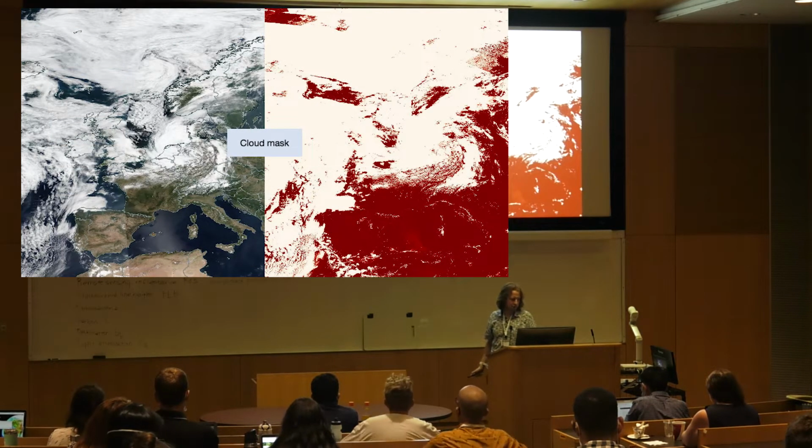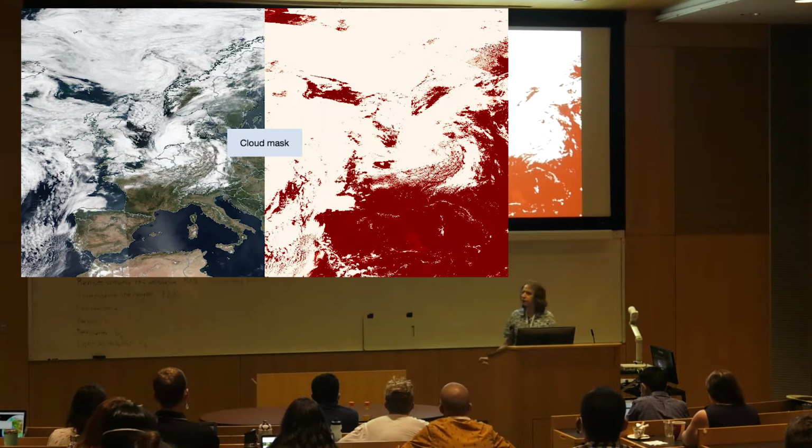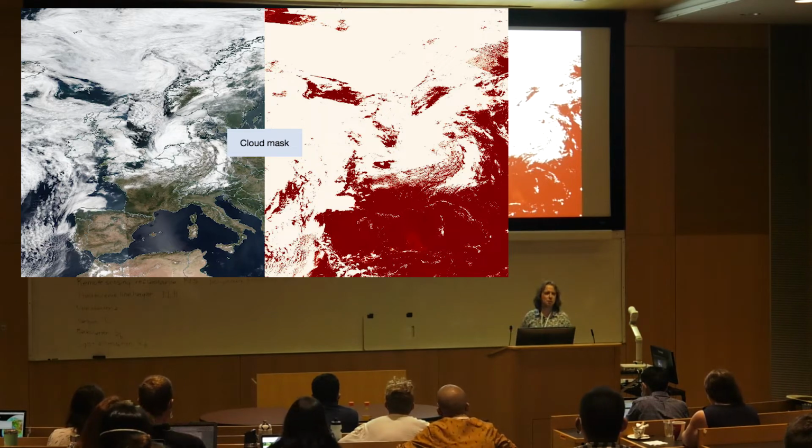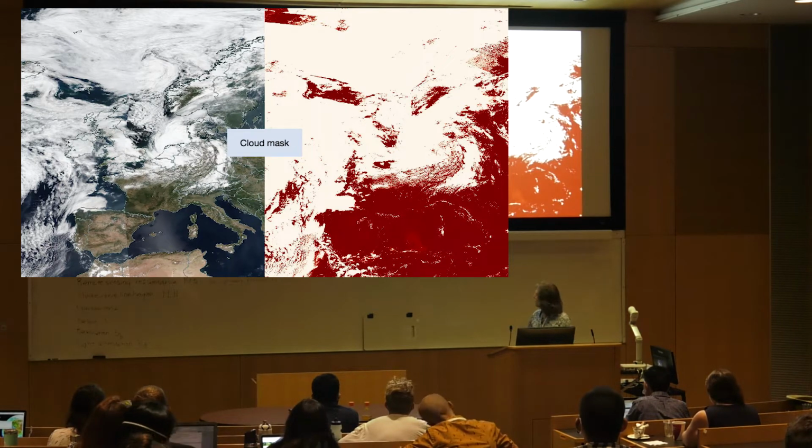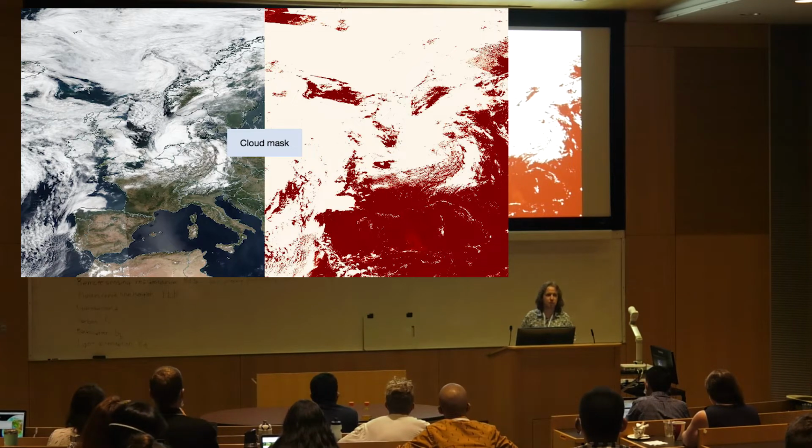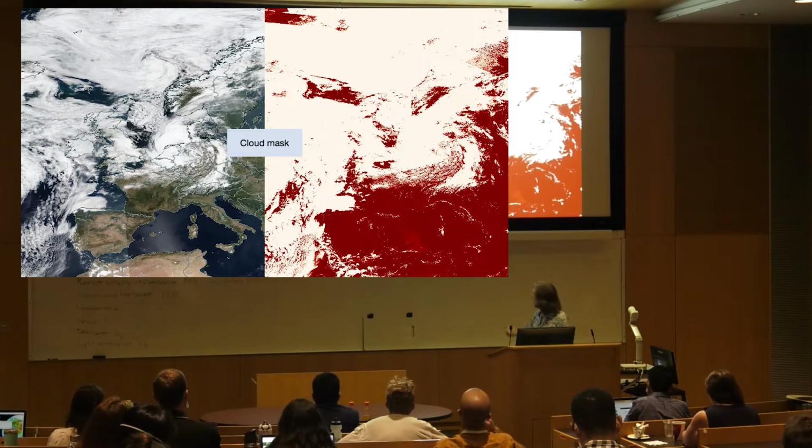So the first of these is a cloud mask. Like I say, where are there clouds, where are there not clouds? So here's, I think it's a MODIS Aqua image across Europe, again from a few weeks ago. I grew up here where it's always cloudy, and true to form, in the middle of summer it's very cloudy.